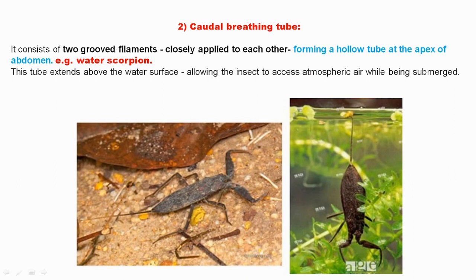Next, caudal breathing tube. This is the caudal breathing tube. It is present in the water scorpion. Here, two grooved filaments closely applied to each other form a tube-like structure that helps in breathing. Here, the tube extends above the water surface and allows the insect to access atmospheric air while the insect is submerged.